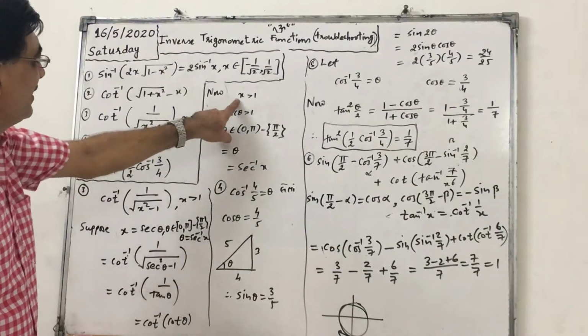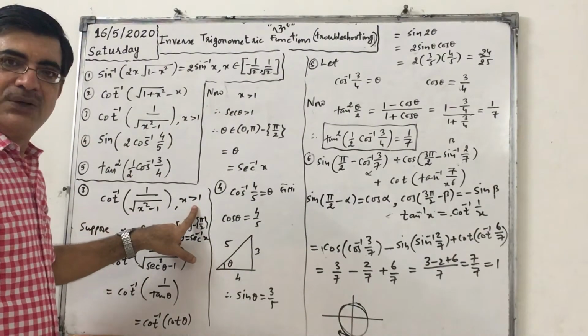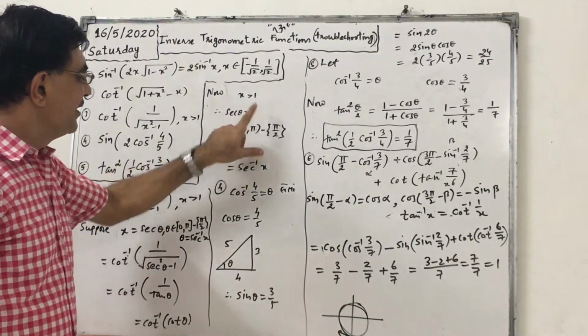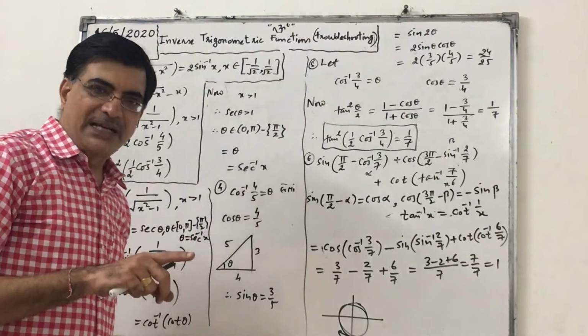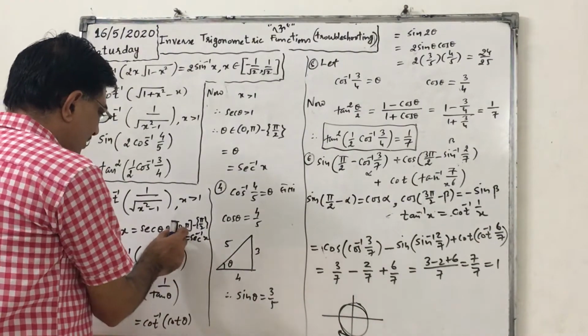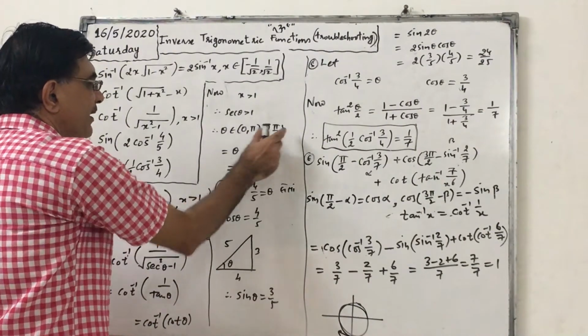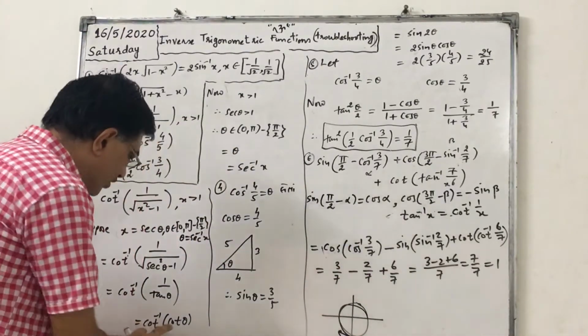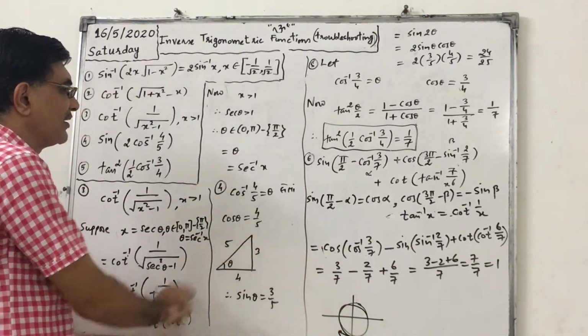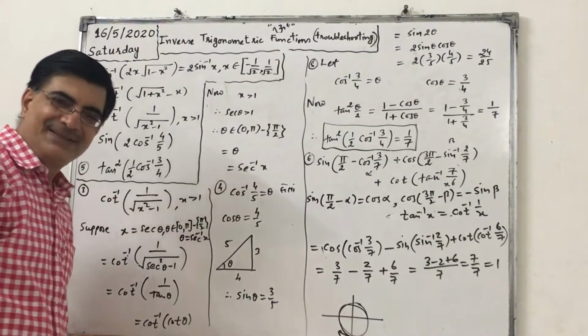Now they have given that x is greater than 1, which means sec theta is greater than 1. So theta is neither 0 nor pi, so theta belongs to the open interval 0 to pi, excluding pi by 2. Thus theta is in the range of cot inverse, so this will give us the identity function. So the final answer is theta, that is sec inverse x.